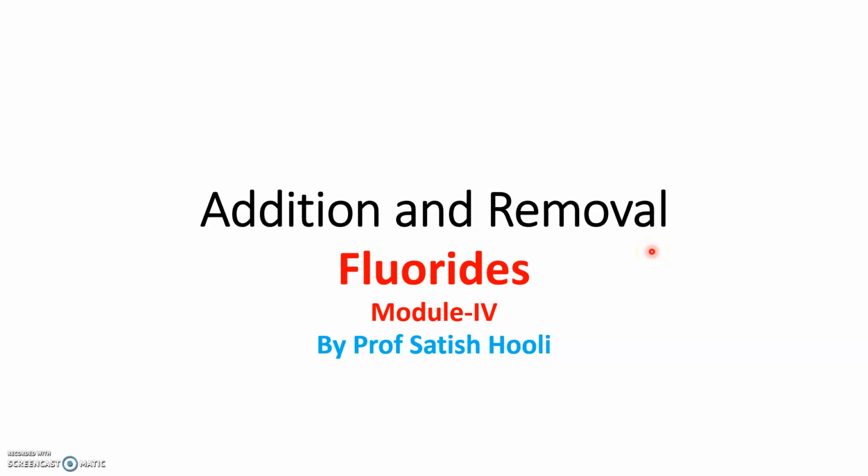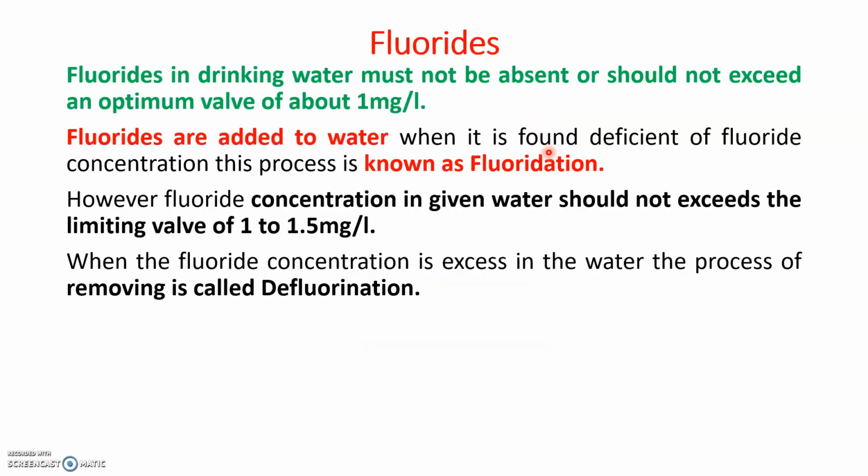We are taking the fluorides chapter, addition and removal of fluoride, which means fluoridation and defluoridation, the last part of Module 4. Fluoride is very much essential, but it is a blessing and also a disblessing. An excess amount of fluoride is a problem, and it should be present in a minimum quantity. If you don't have the minimum quantity, there are certain problems. If you have an excess quantity, there are also certain problems. The minimum quantity should not be less than 1 mg per liter.